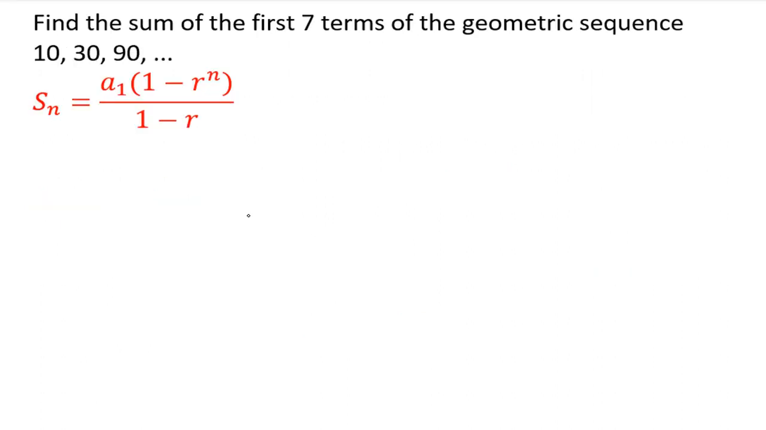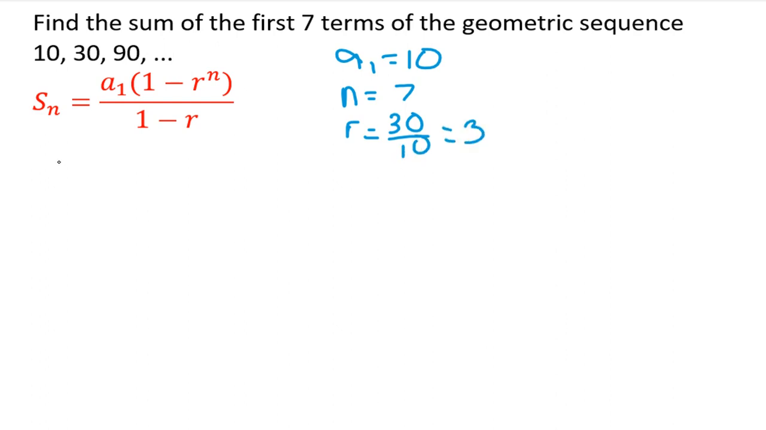10,230. Find the sum of the first 7 terms of geometric sequence 10, 30, 90. Okay, so ano yung first term natin? First term natin is 10. And yung n natin, sabi 7 terms, so that is 7. And yung common ratio, 30 divided by 10, and that is equal to 3.